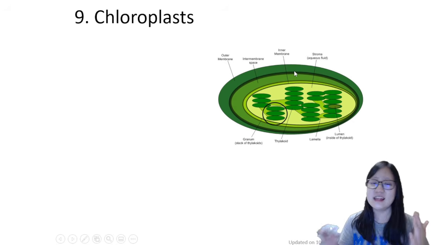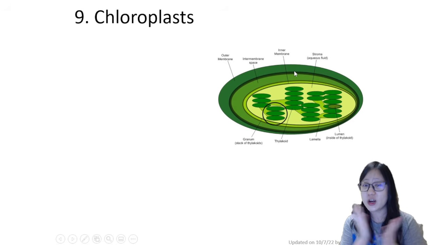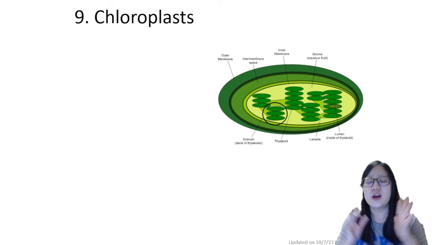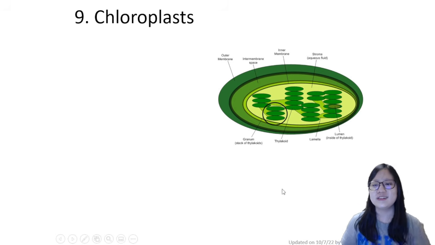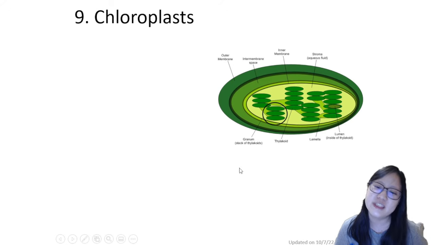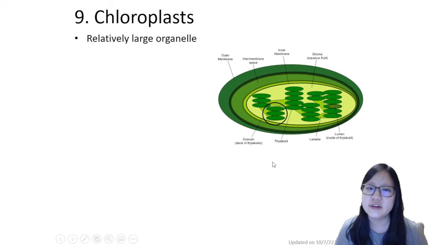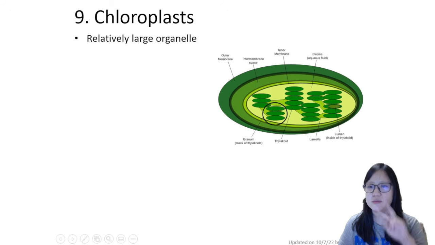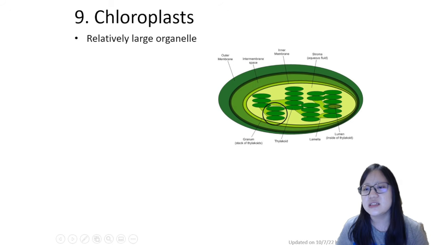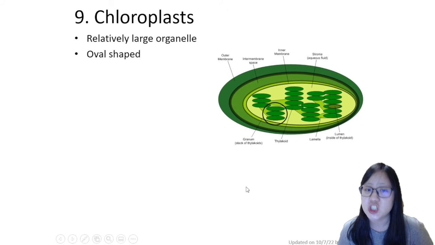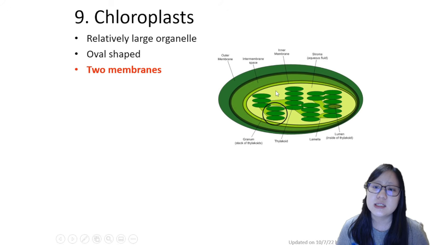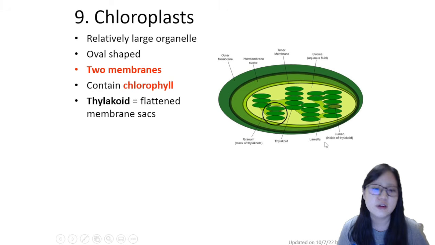Moving on to our last organelle for this video. Chloroplasts. We saw some pictures of chloroplasts before, but here is a little representative diagram. It is also a relatively large organelle, second in place after the nucleus. It's definitely visible under the light microscope. It is oval shaped. It has two membranes. It has chlorophyll. It has thylakoid.